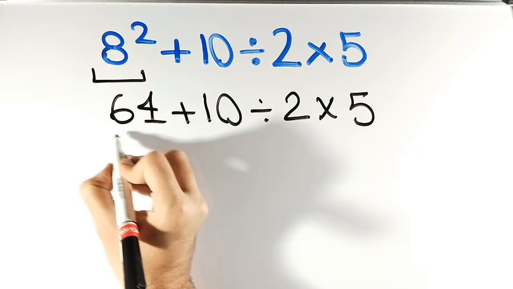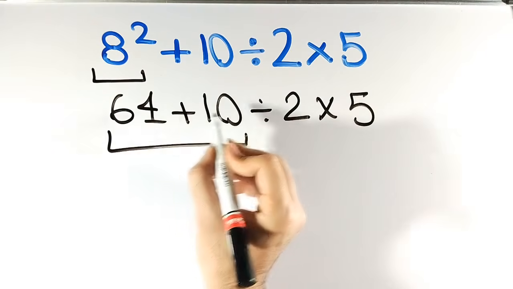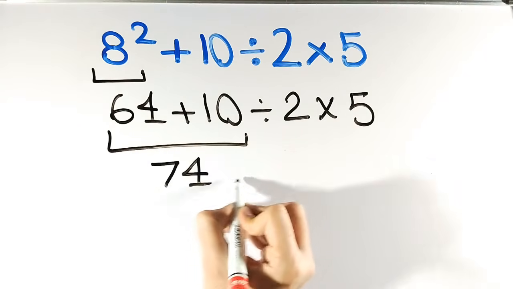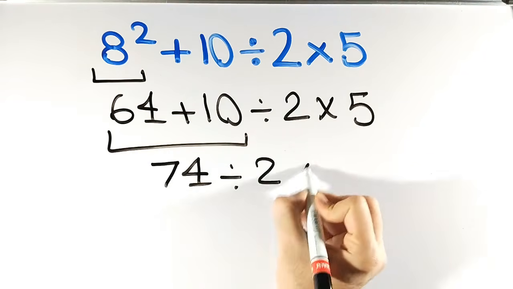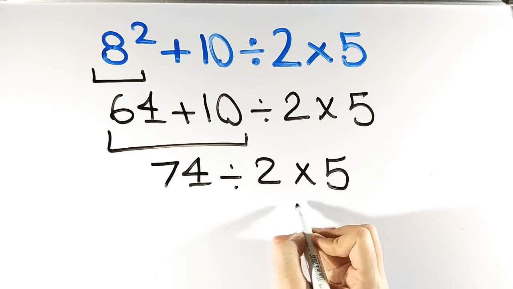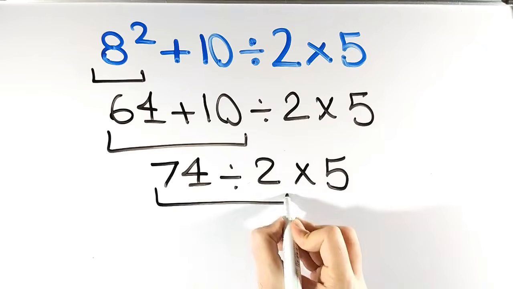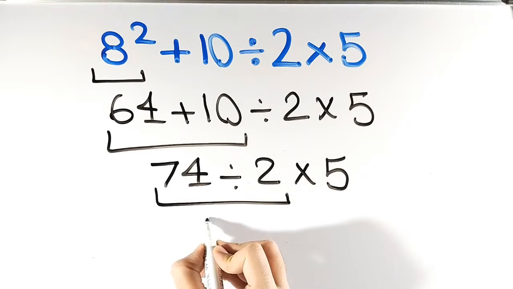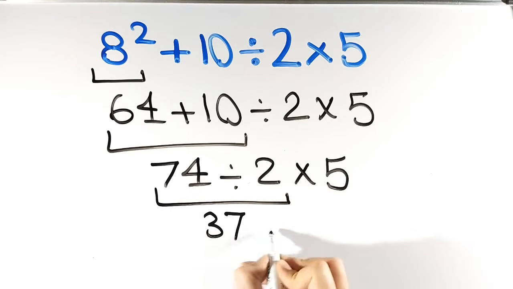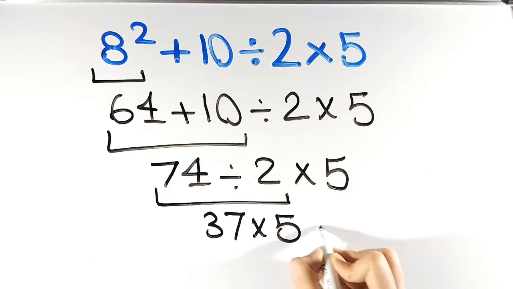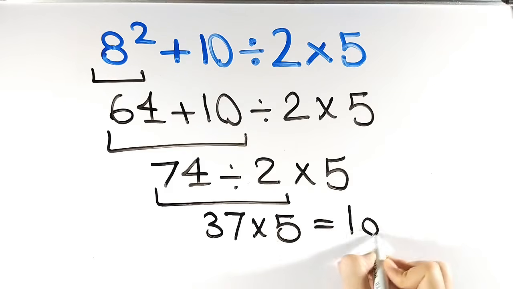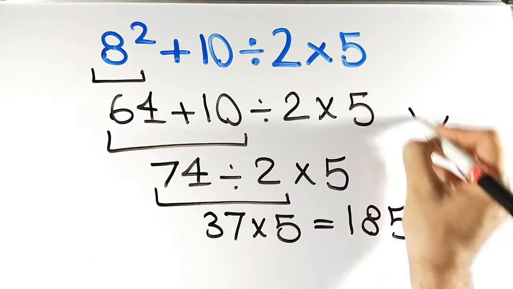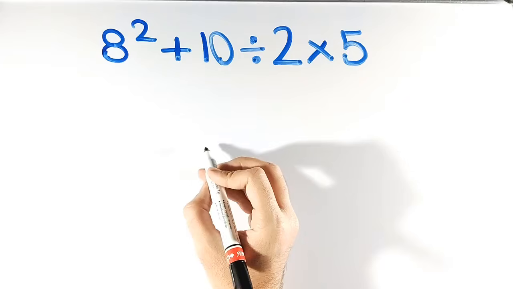And the next step they go for the addition between 64 and 10 and write this expression as 74 divided by 2 multiplied by 5. Then they go for the division between 74 and 2 and instead of this expression they write 37 multiplied by 5, which finally gives them the answer 185. However, it's not the correct answer to this question.